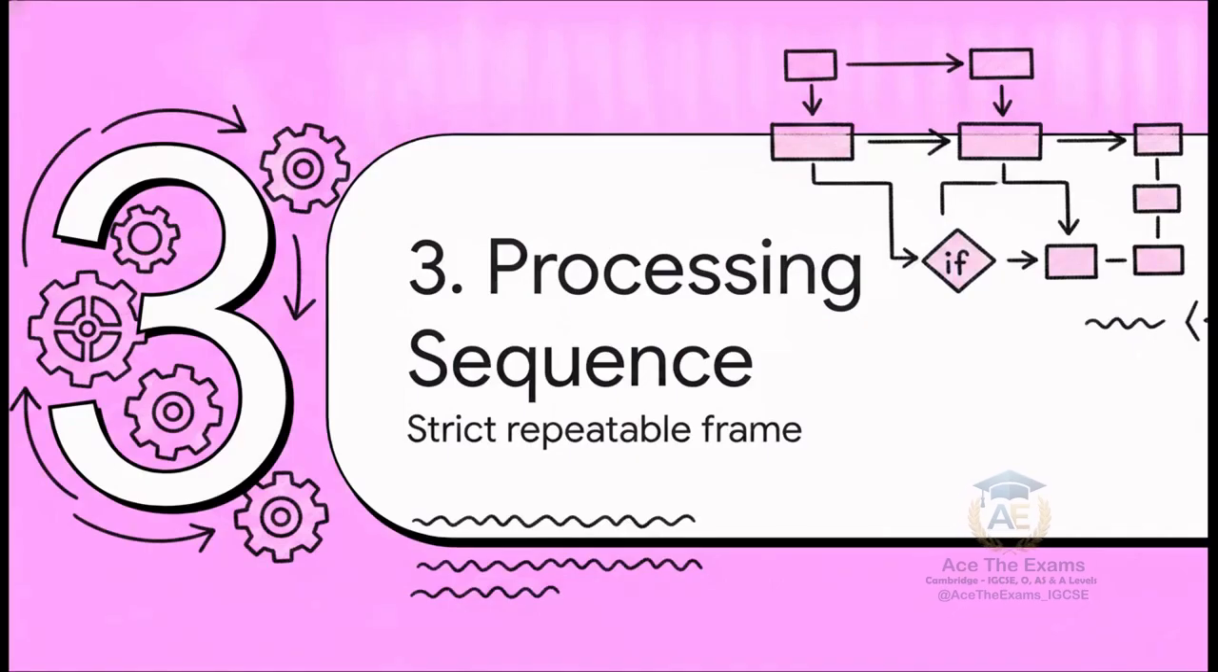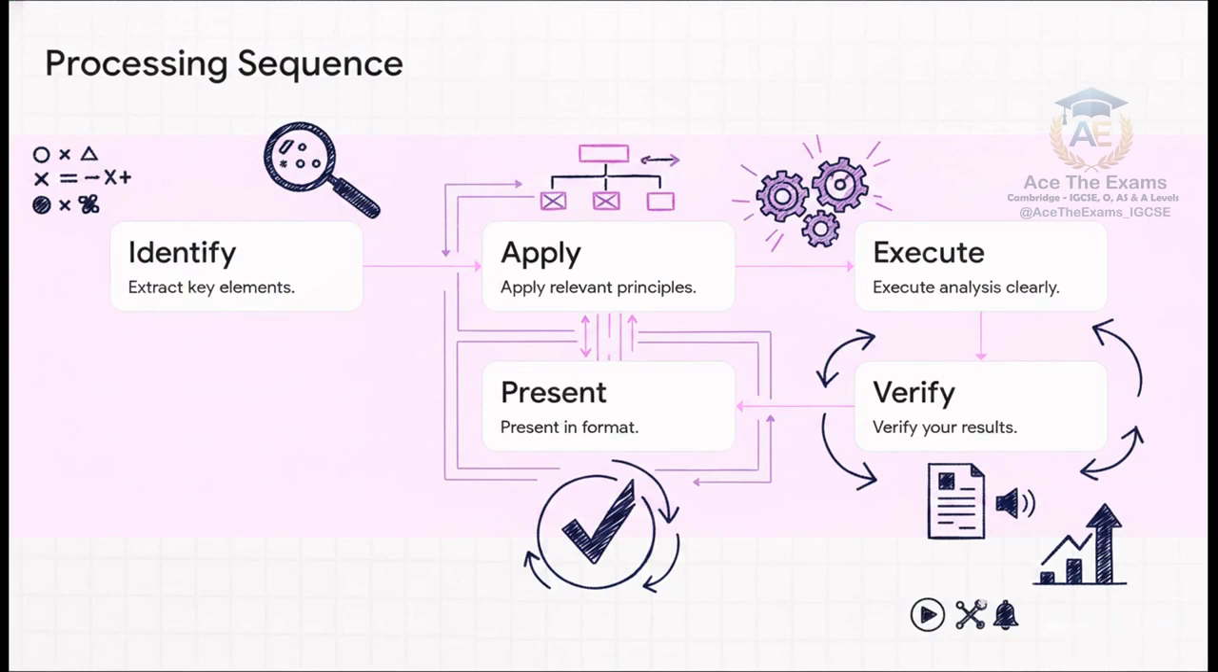Section 3. The processing sequence. Establishing a strict, highly repeatable framework for your answers. Whenever you are faced with a heavy, complex, branching, or looping question, you absolutely must rely on a systematic sequence to manage both your time and your logic. Don't just start writing. Step 1. Identify key elements. Extract the relevant variables, the exact constraints, and the data types from the specific scenario. Step 2. Apply relevant principles. Make a firm decision on whether this specific problem requires a conditional branch, a continuous loop, or a dedicated subroutine.